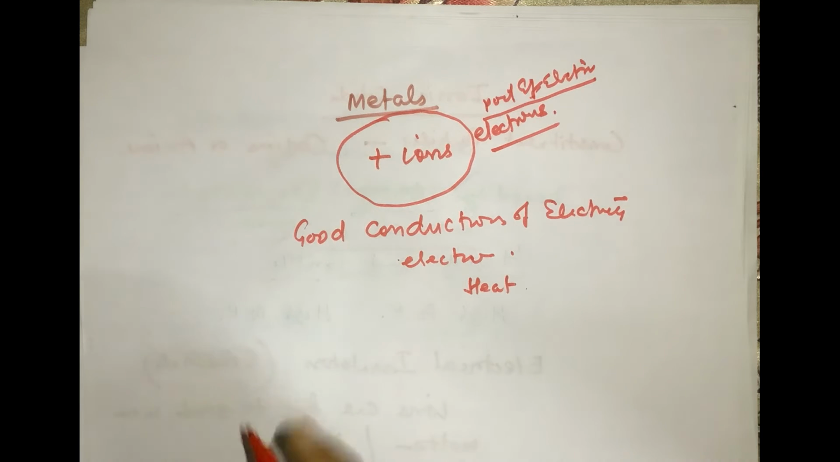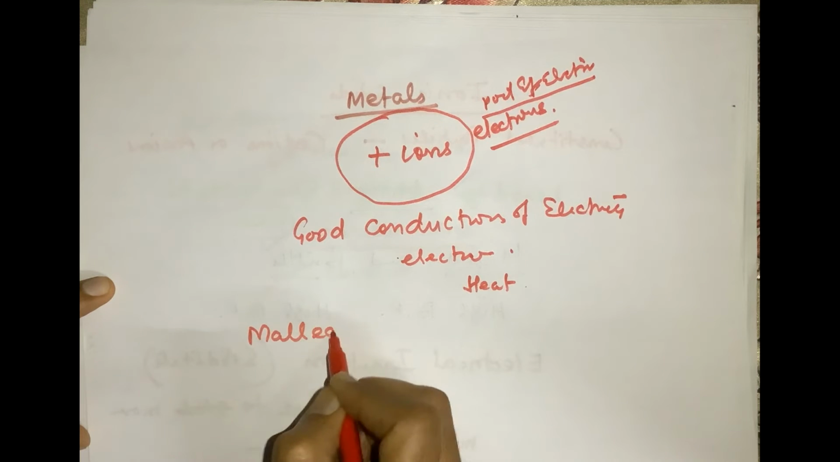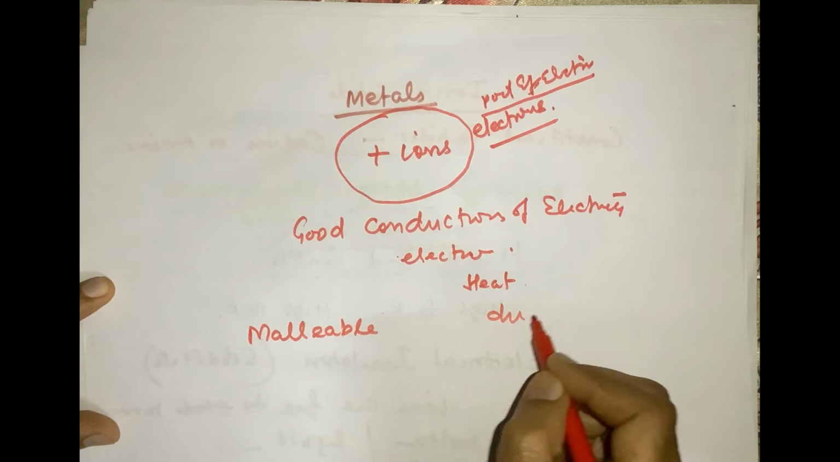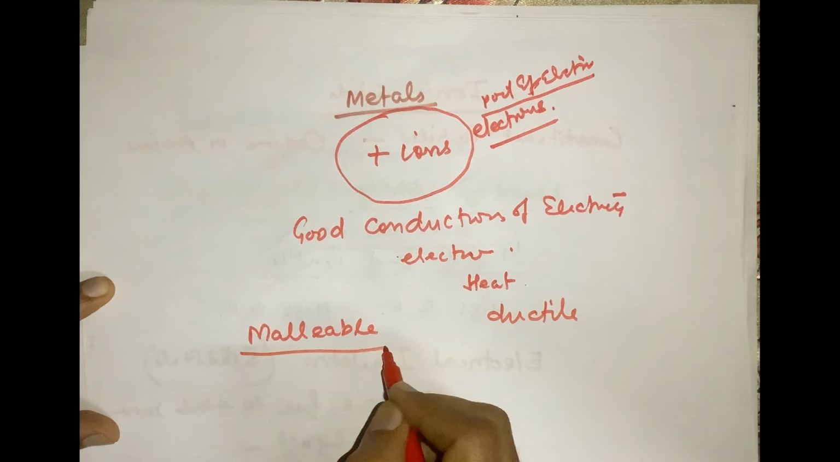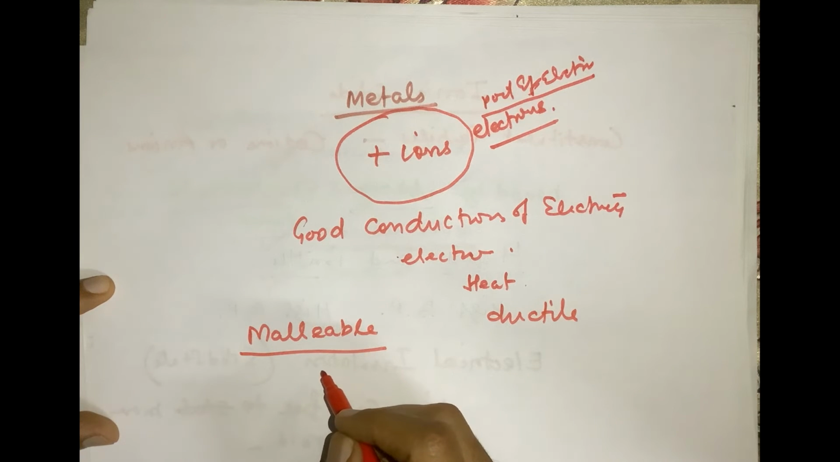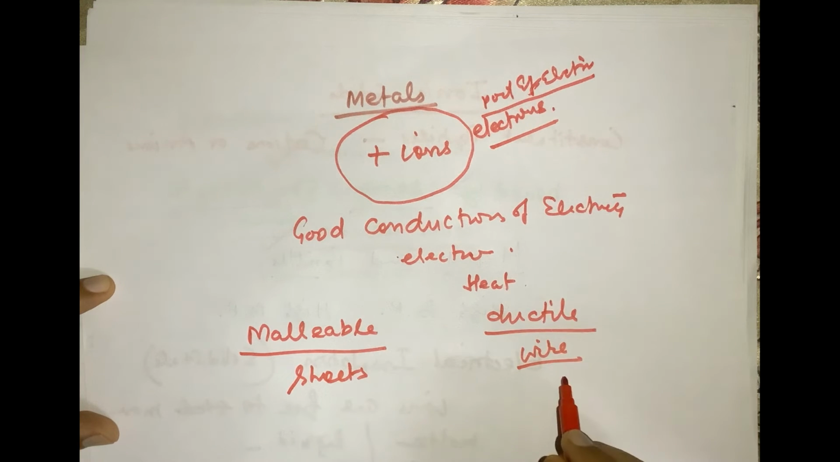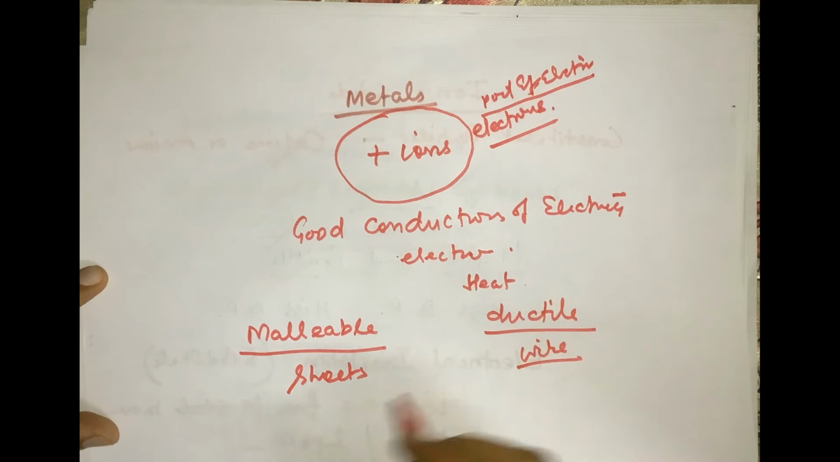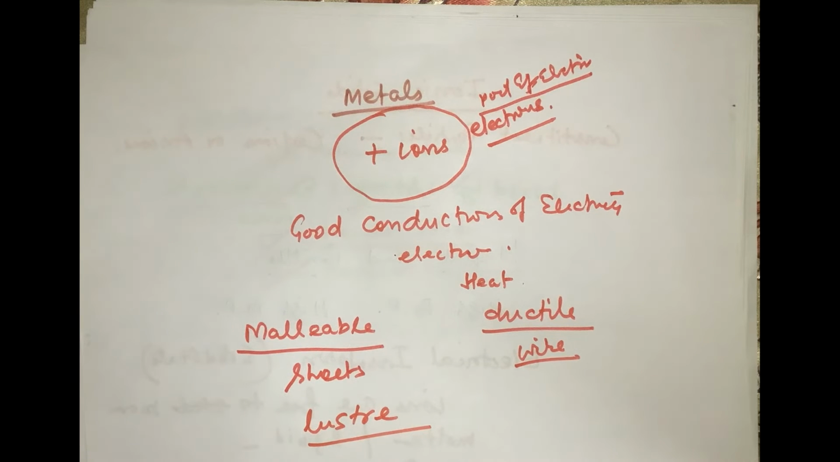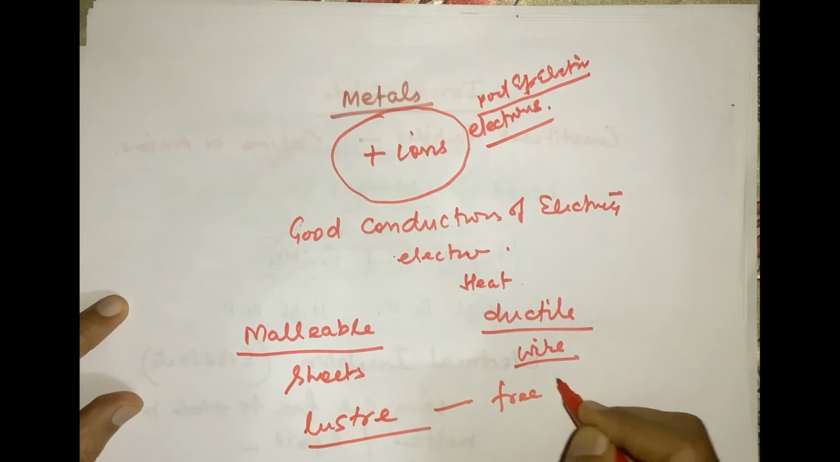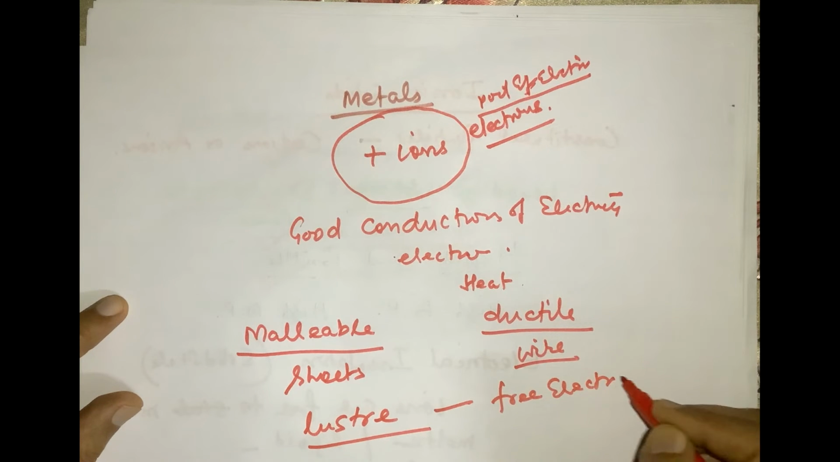And they are highly malleable and highly ductile. Malleable means when beaten, they can be converted into sheets, and they can be drawn into wires, hence they are called ductile. They are lustrous. Luster means there is a shine in metallic solids. Why? Because of free electrons.